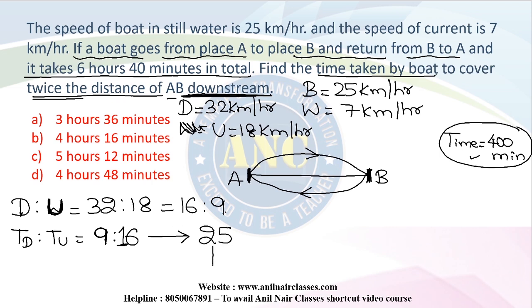But the question says that for both ways it is not 25 minutes. It is 400 minutes. So 25 should become 400. 25 into 4 is 100. 100 into 4 is 400. So 25 into 16 is 400. Now what is the question? The question is, find the time taken by the boat to cover twice the distance of AB downstream. So the downstream time according to the ratio is 9 minutes. Multiply this 9 also by 16. 9 into 16 is 144 minutes.